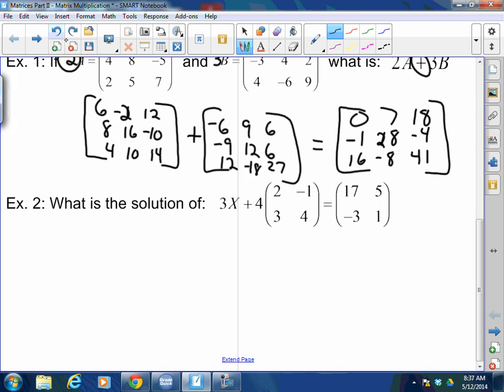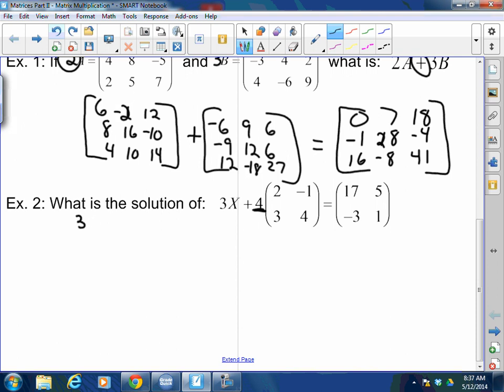How would you know the difference? If it was in parentheses, then everything would be multiplied to every element in the matrix. But that's not the case. In this case, only the 4 is being multiplied. So, what am I going to have here? I'm going to have a bunch of different equations.